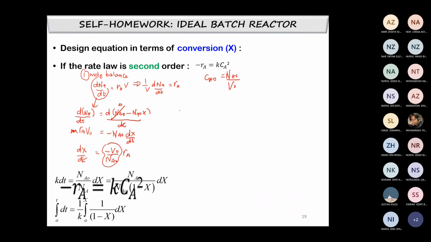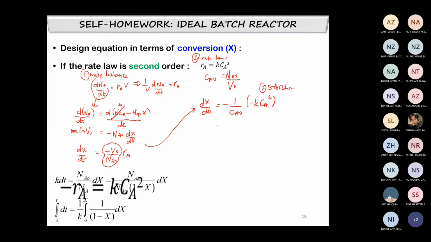So it will become dX over dt is equal to minus 1 over CA naught. What is RA? RA is negative kCA squared. Okay, so this one, we already have the rate law. Number 2 is the rate law. Number 3 is stoichiometry.